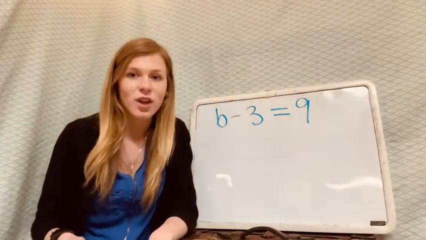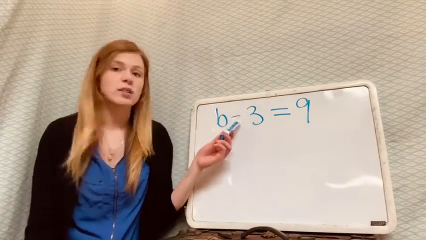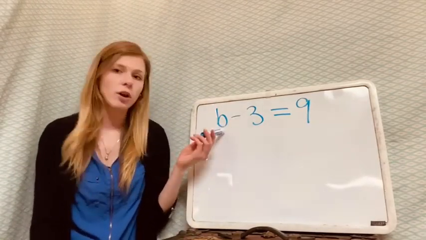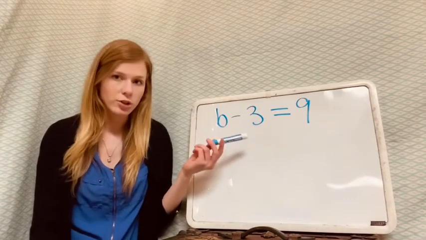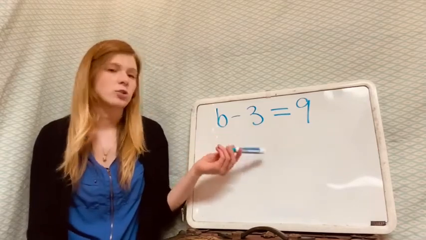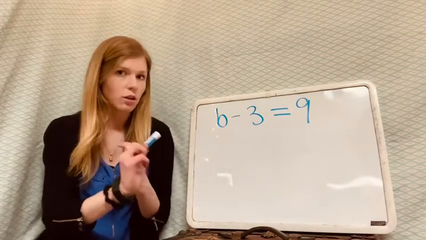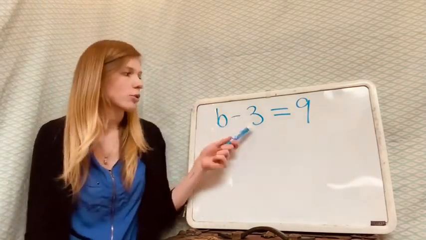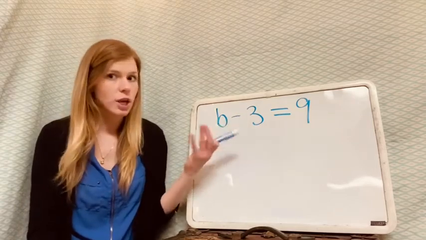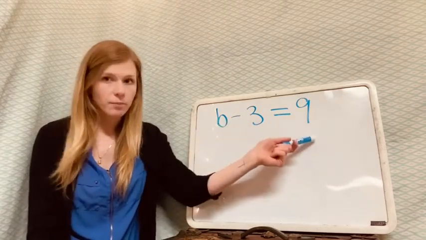The second example that I'm going to show you today is a subtraction problem. I still have a variable, but this time the operation is subtraction. So I have b minus 3 equals 9. Same as last time, I'm identifying my 2 constants. I look and see I have 3, or negative 3 is how you could read it as well, and 9.